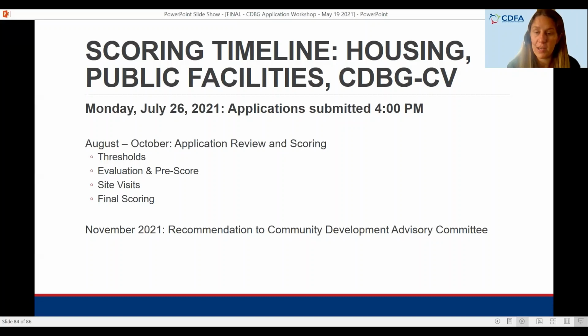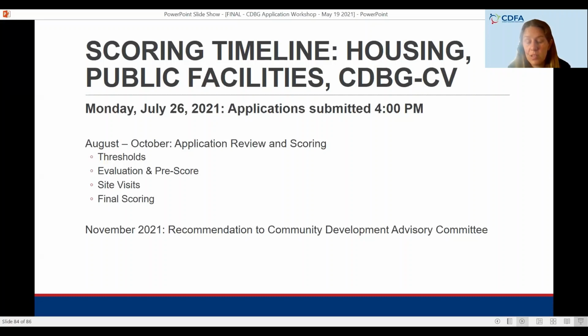And we will provide, as was requested, a template for that public hearing to be sure that you're notifying the public of your intent to apply for either CDBG or the CDBG-CV funds. After we receive those applications at the end of July, Molly and her team will get going on the application review and scoring, to include the threshold review that we spoke about, the evaluation and pre-score. We'll then do a site visit.